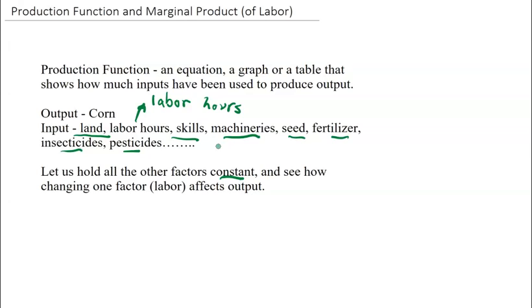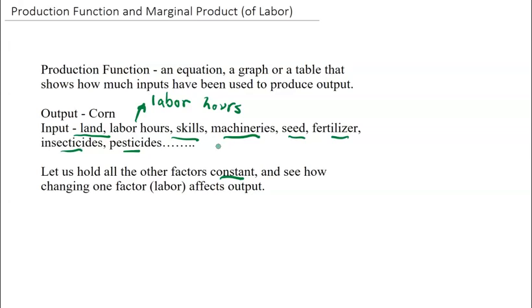The reason I'm doing this is because if I actually looked at every single combination of inputs to produce output, it would make a huge table and it would be very, very confusing. So just to make it simple, let us hold all these things constant. Let's say we have 5 acres of land. We can't really increase or decrease land quickly. I need to buy my neighbor's land. It might take a while to do that.